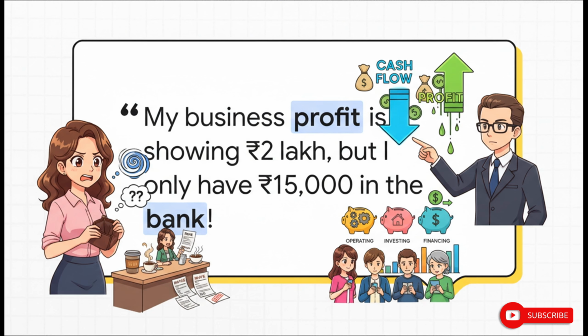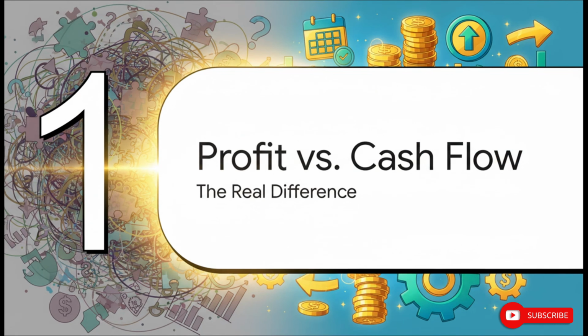So, in this explainer, here's what we'll do. We're going to break down the real difference between profit and cash flow. We'll look at the three types that businesses track, then we'll bring it home to your personal finances, and we'll even see how it can make you a way smarter investor. All right, let's get right into it.